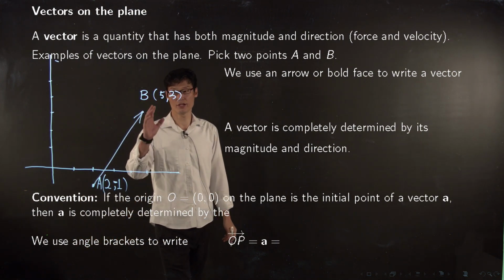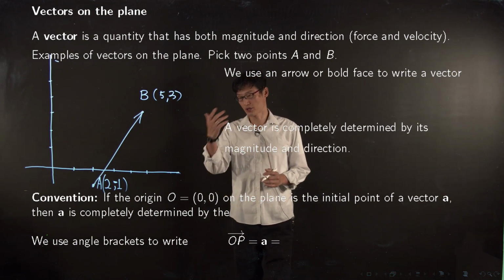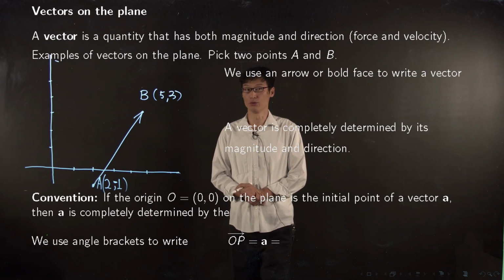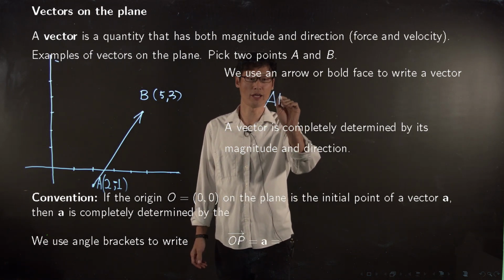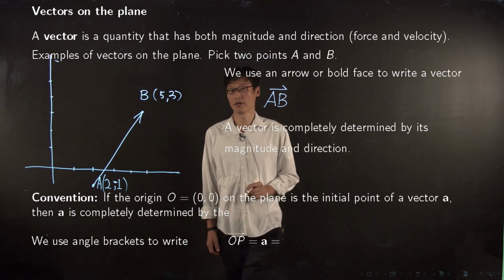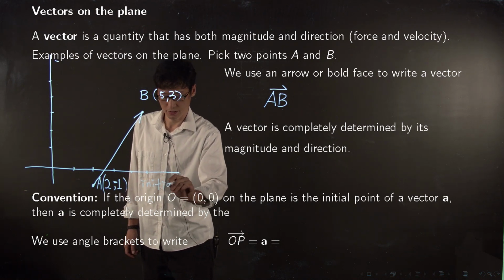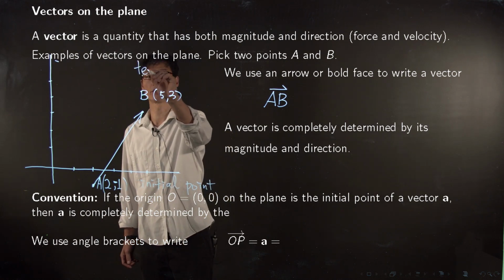This vector has a direction and magnitude. To express or represent a vector, we use an arrow. For example, we can write AB with an arrow like this. This point is the initial point, and this point is the terminal point.